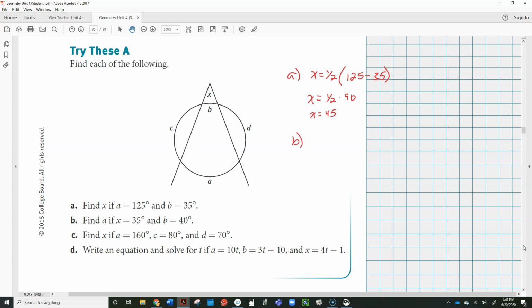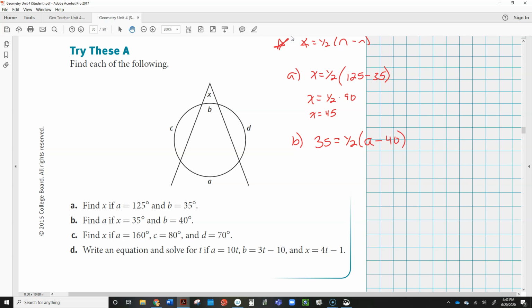All right, for part B, find A. If, and I'm going to write this, the angle is equal to half the big arc minus little arc. So that's the main formula that we're using right up there. So they give us the angle measure. So the angle measure is 35. That's equal to 1/2 the big arc, A is the big arc, minus the little arc, which is 40.